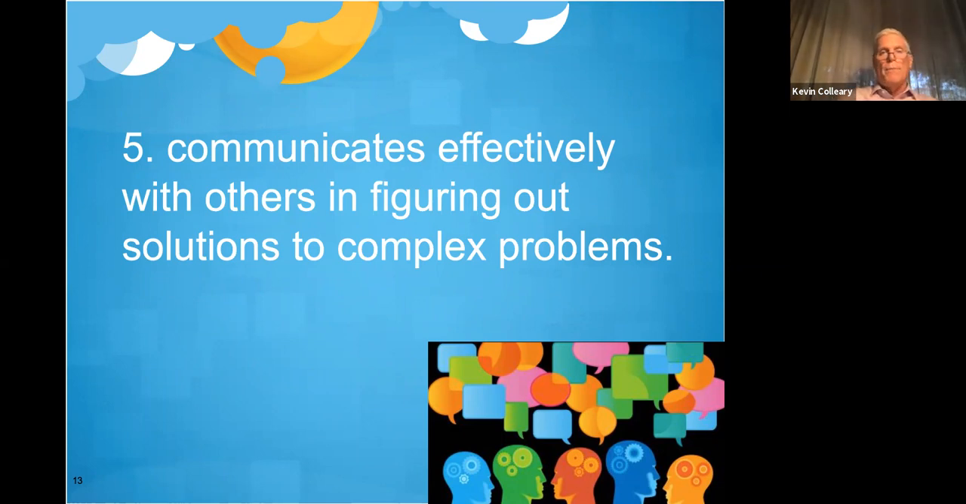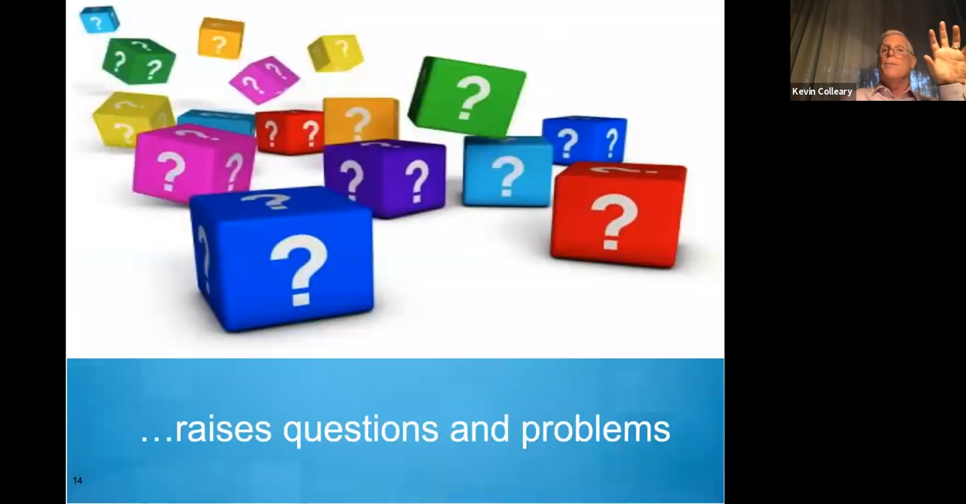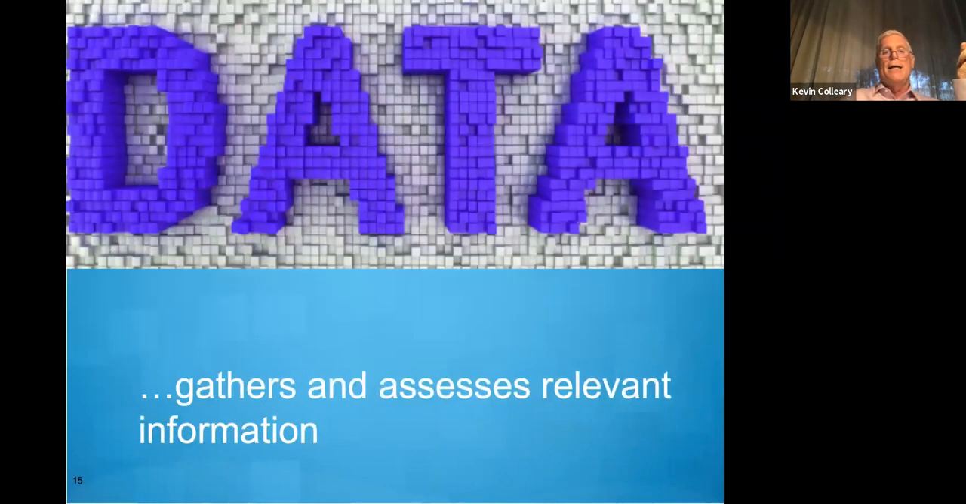So I'm going to quickly go through these. I've kind of distilled them down a little bit in the next few slides because Paul and Elder had a lot of words in each one. But if we could think of these five in a very simple format, I think it would be helpful. So the first, a critical thinker raises questions and problems. Second, they gather and assess relevant information or data or evidence.